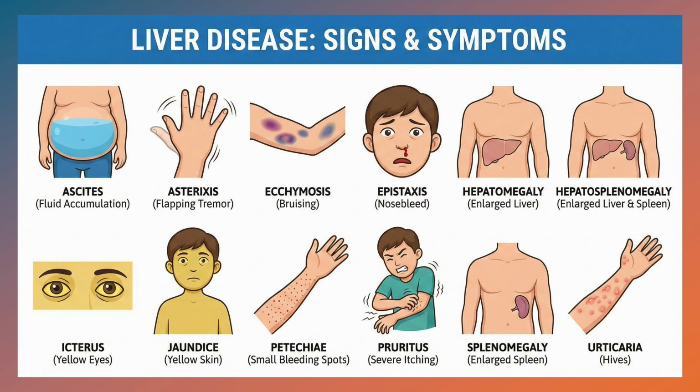Here, for the signs and symptoms, the last one is urticaria, pale, red, raised bumps on the skin, so hives, raised itchy welts from allergic reaction or liver disease.